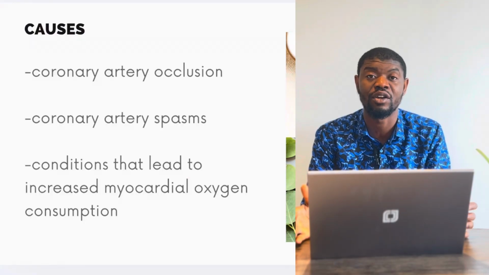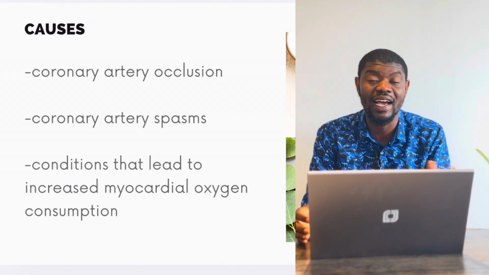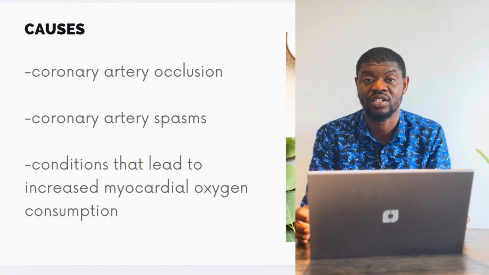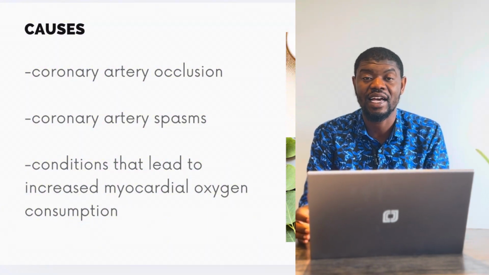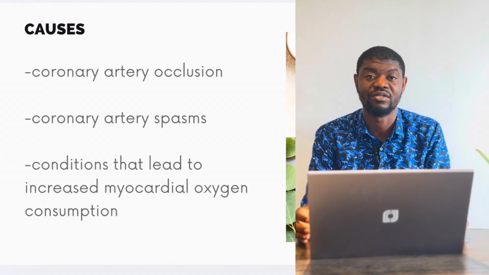Now, it is important to establish what could possibly bring about angina, which is the chest pain. And there are a few things we can look at. So first is coronary artery occlusion. We also have coronary artery spasm, and we have any other condition that may lead to increased myocardial oxygen consumption. So usually with anything that has to do with a reduced blood supply to the heart muscle itself, it can cause angina.